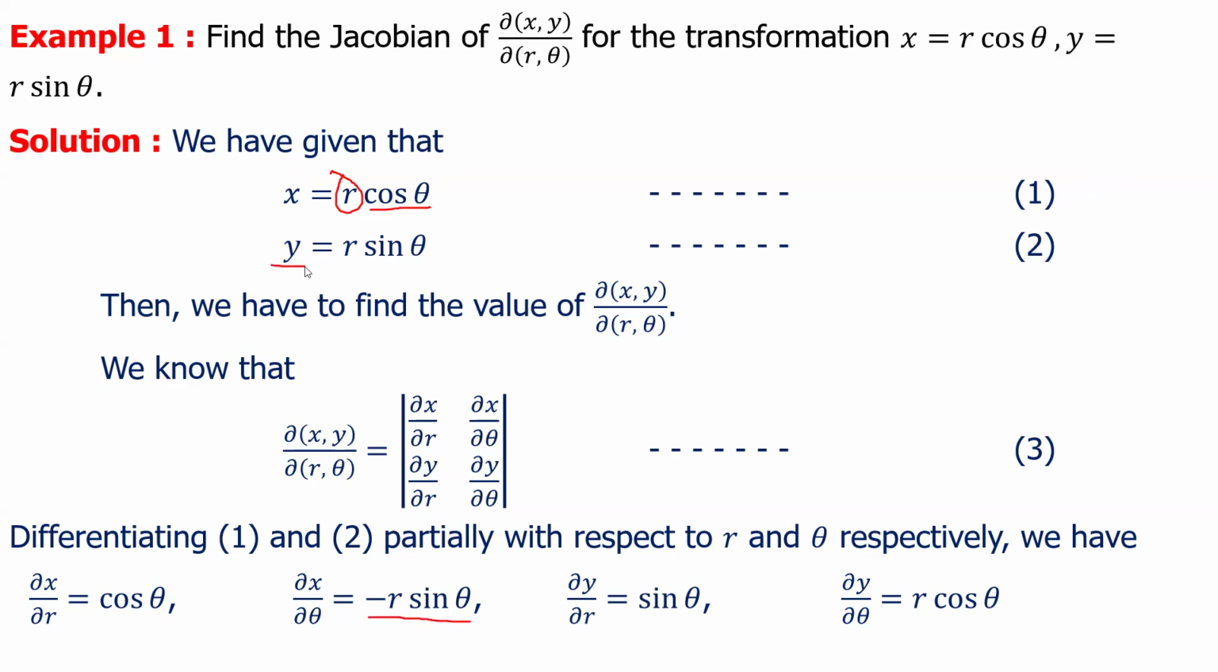Similarly, if we take the partial derivative of y with respect to r, then sine theta is constant and the derivative of r is 1. So we are getting del y del r equal to sine theta. Similarly, del y del theta: the derivative of sine theta is cos theta, so r cos theta. So these are the partial derivatives of x and y with respect to r and theta. Now let us substitute all these values in equation number 3.